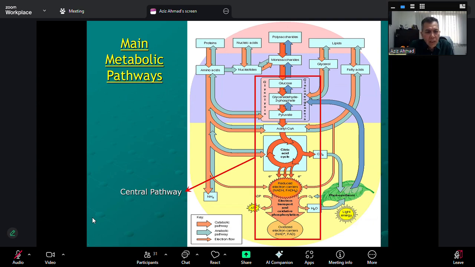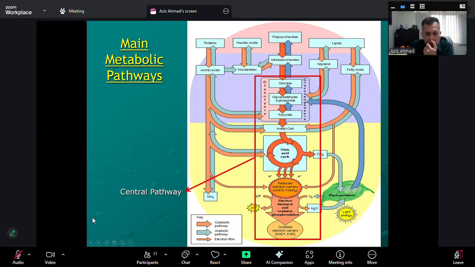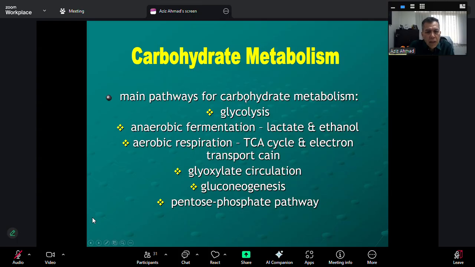Okay, we can continue. We go to carbohydrate metabolism. Carbohydrate metabolism involves a few pathways. From this diagram, one is glycolysis, which is the lysis of glucose, and then we can have aerobic fermentation, which is in the presence of oxygen.